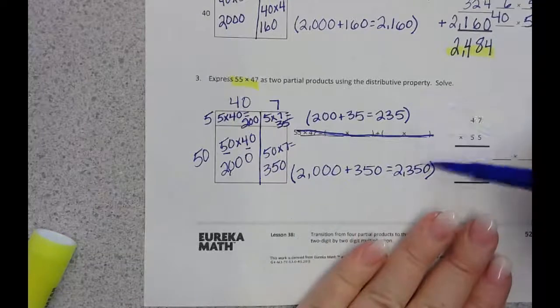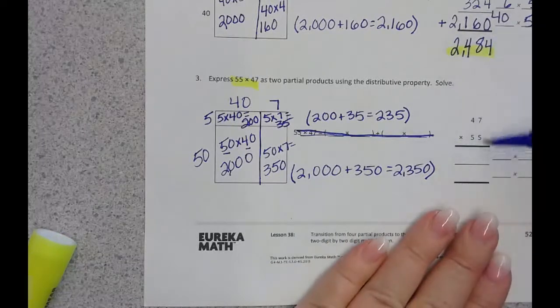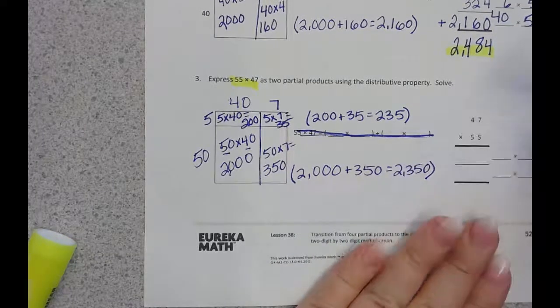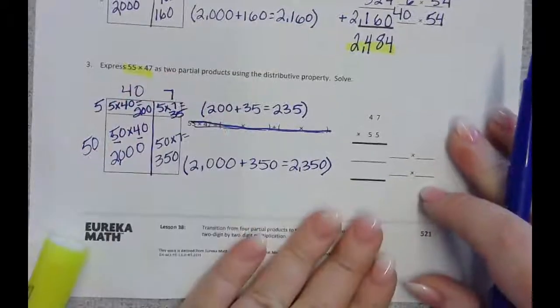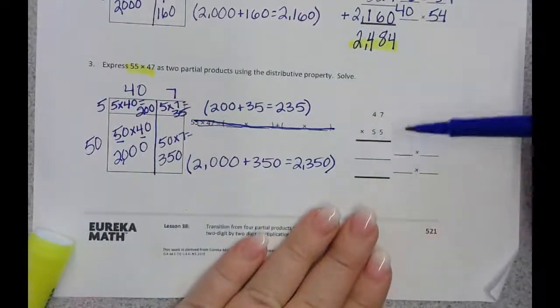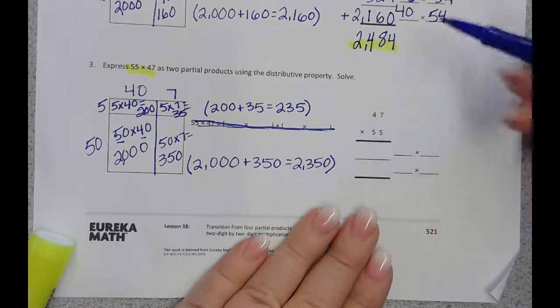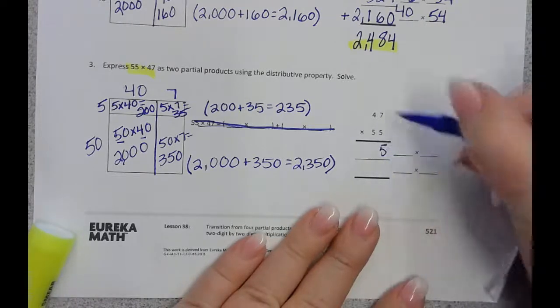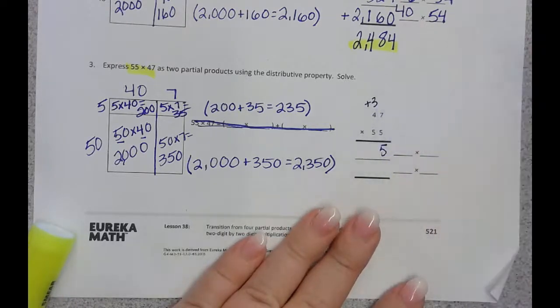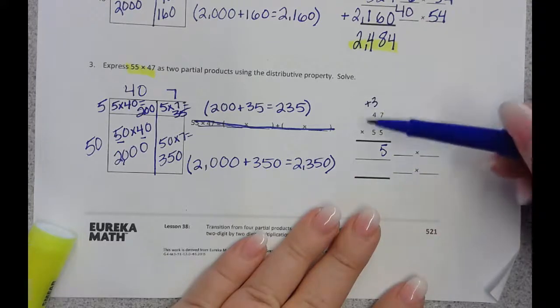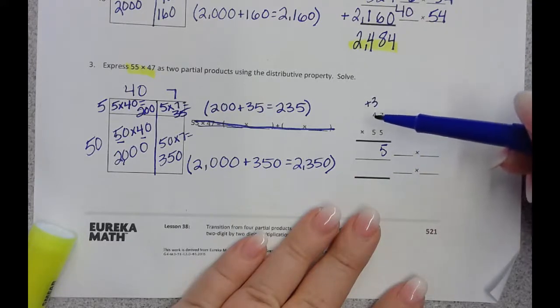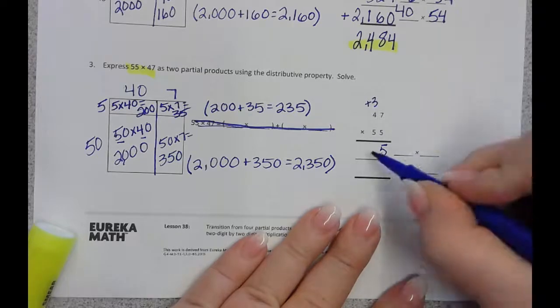Alright, and so if I were to add those two together, I should be able to get the same answer over here. So let's go ahead and move over to the standard algorithm. For the standard algorithm, I'm going to start just like I would any other time. 5 in the ones place is where I'm going to start. So 5 times 7 is 35, plus my regroup, my 3. 5 times 4 is 20, plus 3 more is 23.